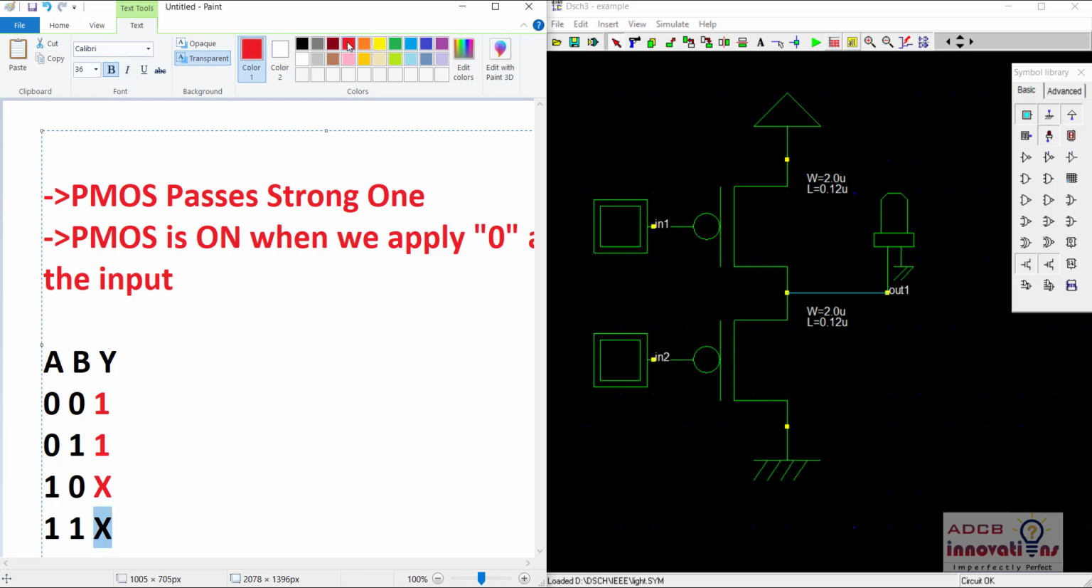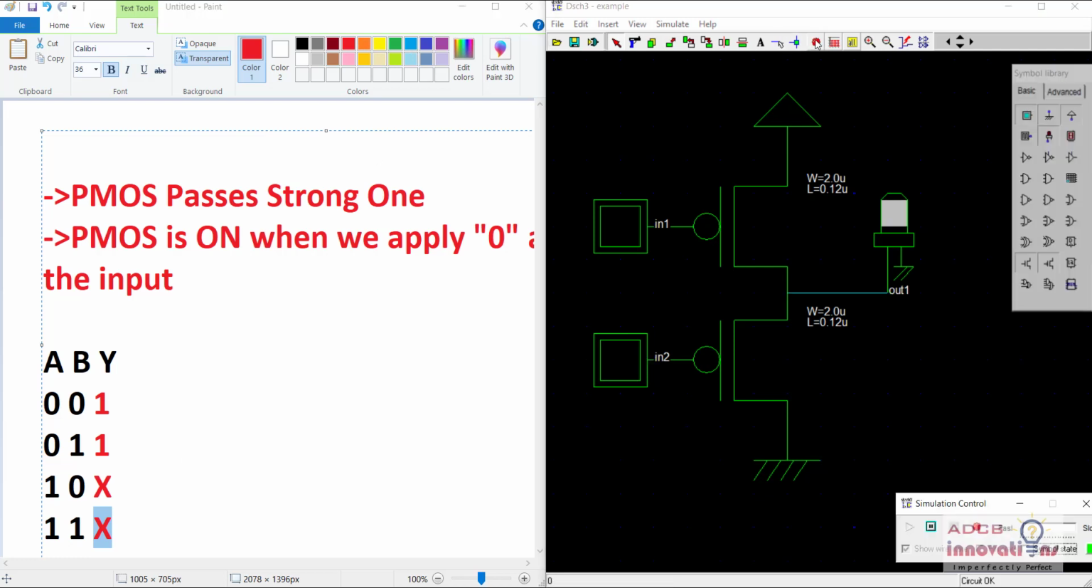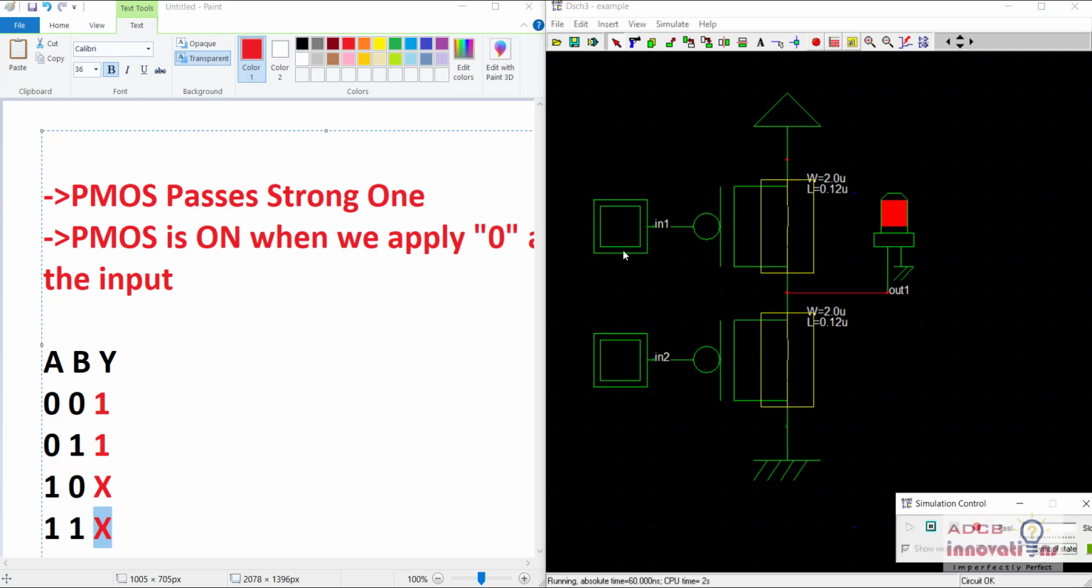Okay, so let us try and simulate our program. When I run the simulation, we can see when the inputs are 0 0, the output is strong 1. When the input is 0 1, the output is again strong 1. When the input is 1 0, the output is undeterministic, or weak 0, we can say. And when we pass 1 1, again the output is undeterministic. So this is what happens in the case of PMOS when two PMOSs are connected in series.